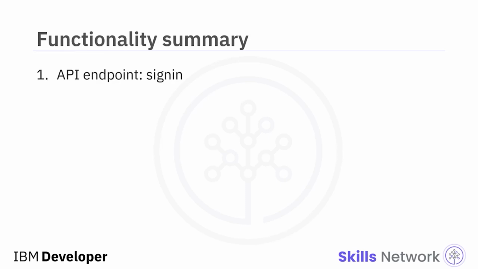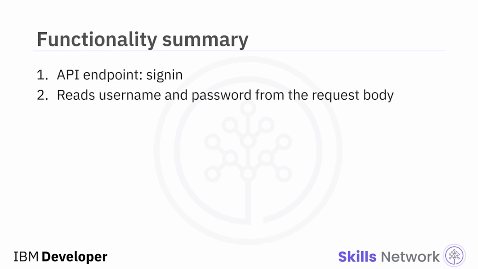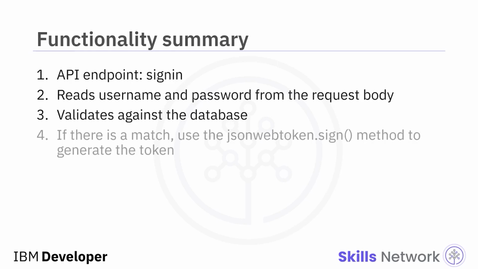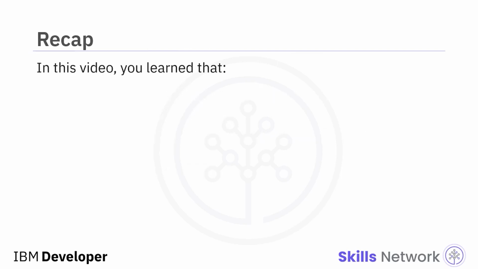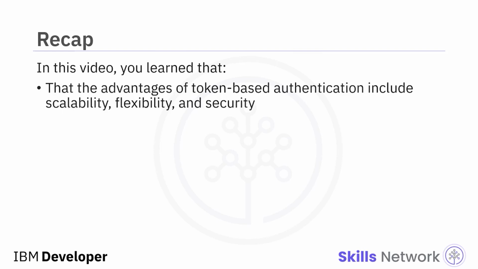Recall that the code you just wrote has a sign-in API endpoint that reads the username and password from the request body and then validates it against the username and password stored in the database. If there is a match, it then uses the jsonwebtoken.sign method to generate the token and send it back in the response. In this video, you learned that the advantages of token-based authentication include scalability, flexibility, and security.